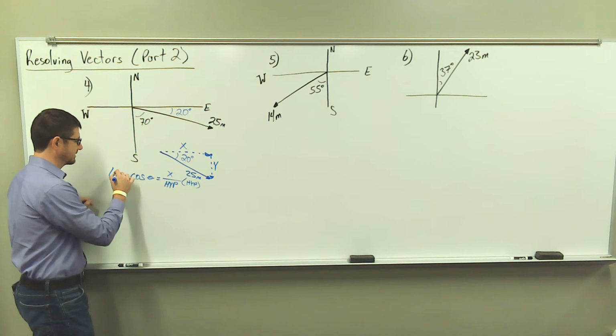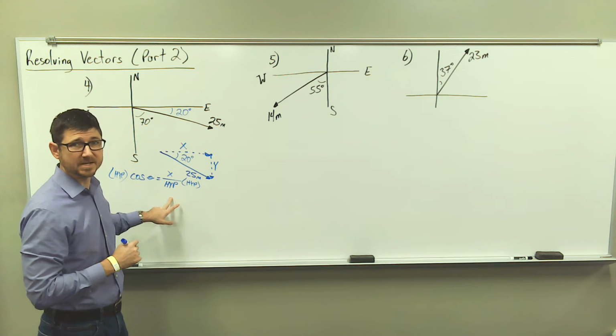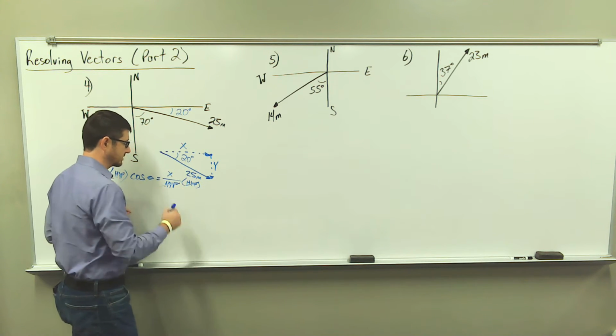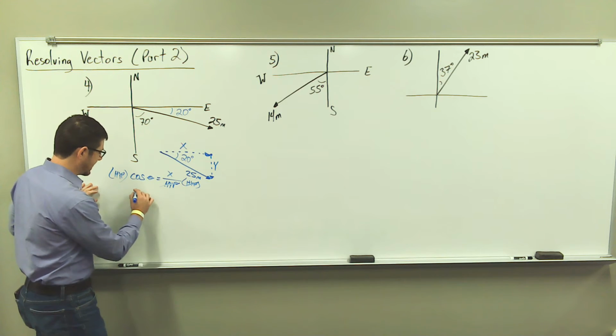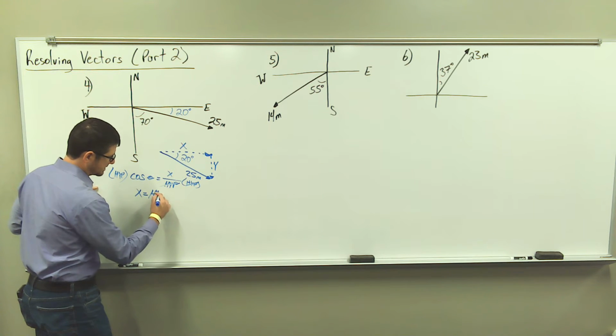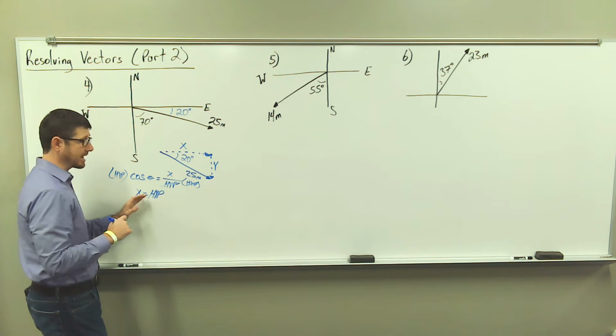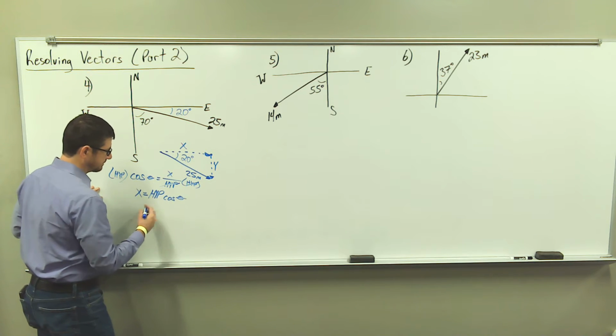On the left side, we're going to multiply by hypotenuse. Now on the right-hand side of the equal sign, the hypotenuse will cancel. So we have isolated our x component. So x is equal to our hypotenuse, or our vector magnitude that we have, times cosine of the angle theta.